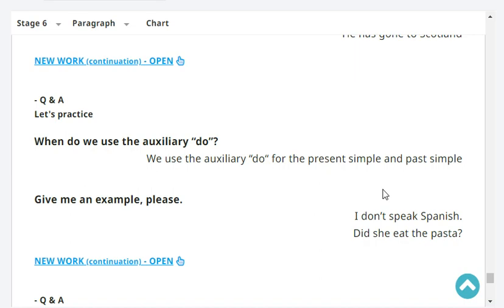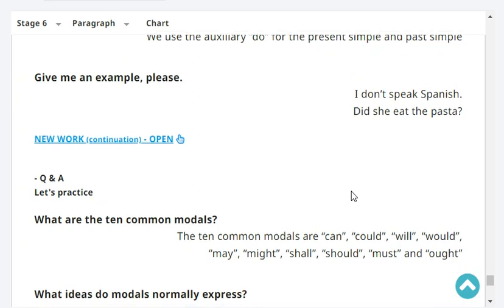When do we use the auxiliary do? We use the auxiliary do for the simple present and simple past. Give me an example, please. I don't speak Spanish. Did she eat the pasta? Very good.